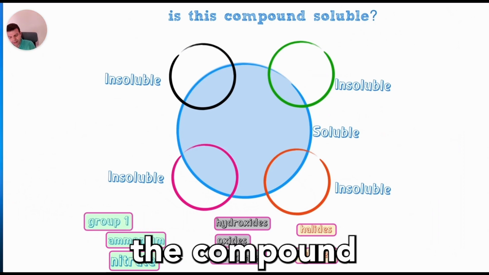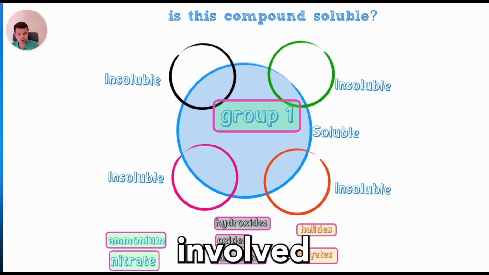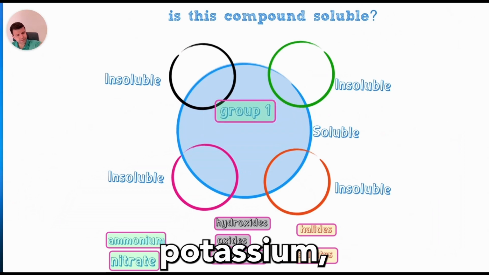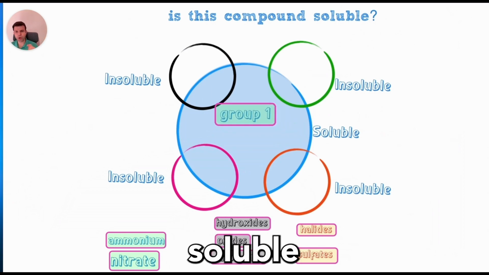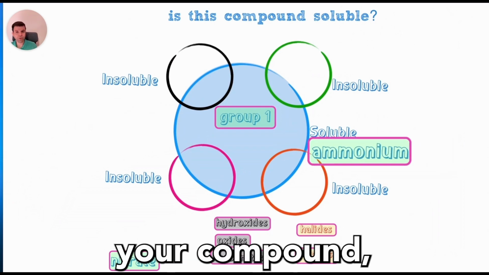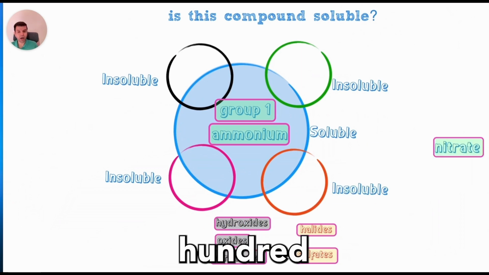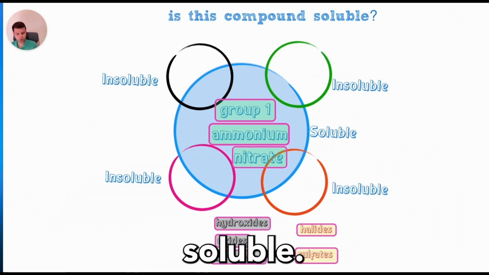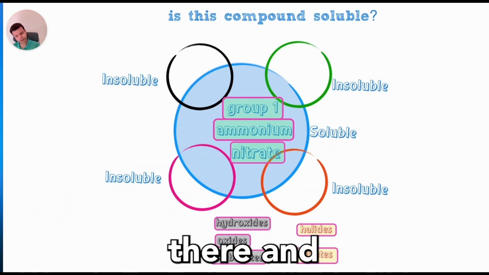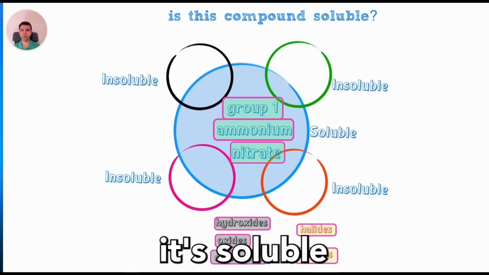First of all, if the compound has a group 1 element, anytime you have a group 1 element involved in a compound, then it must be a soluble compound. Like if you have potassium, sodium, lithium, they're all soluble compounds. The second rule: if you have ammonium, NH4, in your compound, then again, it's going to be soluble. The third case, if you have nitrate, nitrate 100% makes your compound soluble. Notice, if the compound is soluble, I'm putting the group inside that blue circle. So anything inside that blue circle is soluble in water.